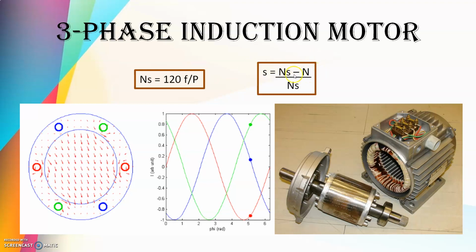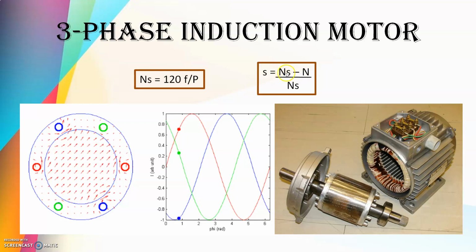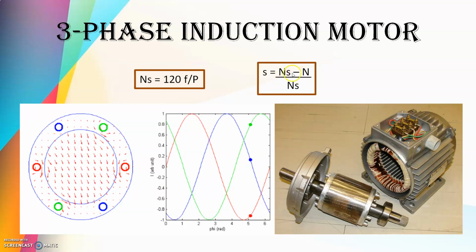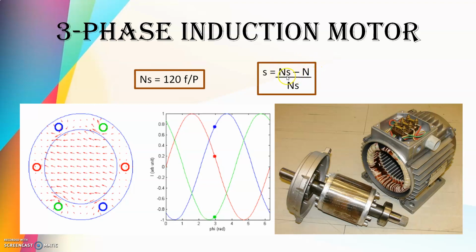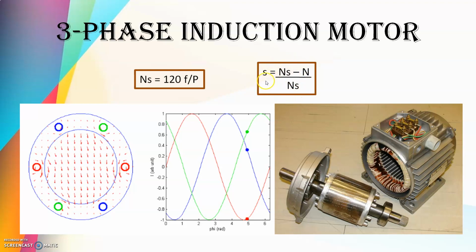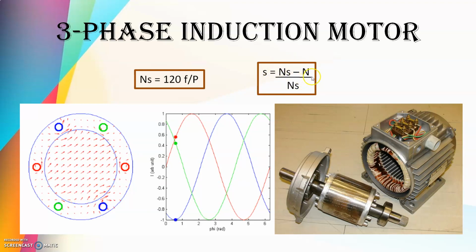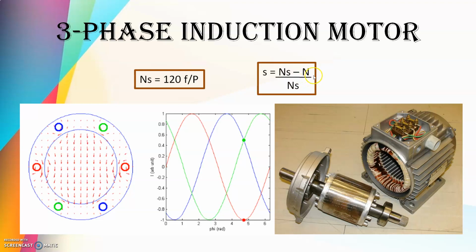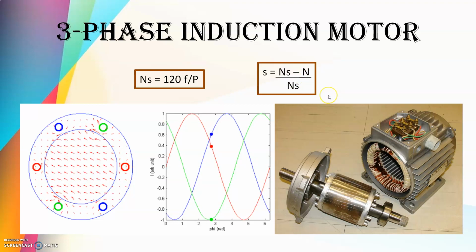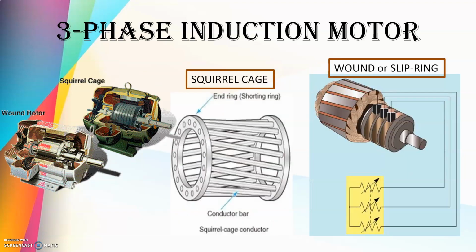always less than the synchronous speed, and this difference in speed, that is ns minus n, or synchronous speed minus rotor speed, is called the slip speed, and this over ns is called the slip. So slip s is equal to ns minus n divided by ns. You can also represent it in percentage by multiplying it by 100. So these are the basic equations that we'll be using throughout this video.